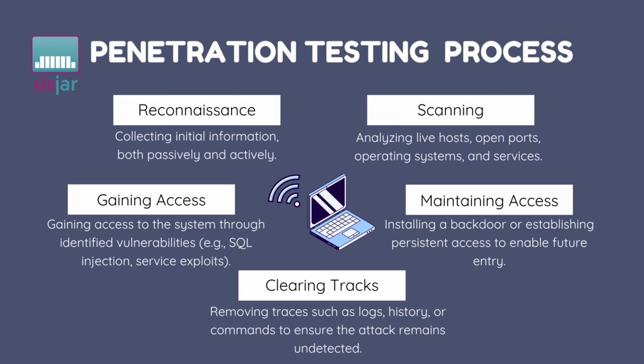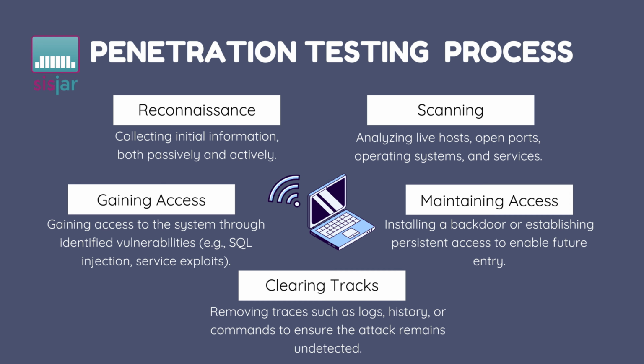Penetration testing process. Penetration testing consists of 5 structured phases that guide the entire security assessment process. It begins with reconnaissance, where initial information is gathered using both passive and active techniques. Next is scanning, which involves identifying live hosts, open ports, operating systems, and running services within the target environment. The third one is gaining access. The attackers exploit discovered vulnerabilities.